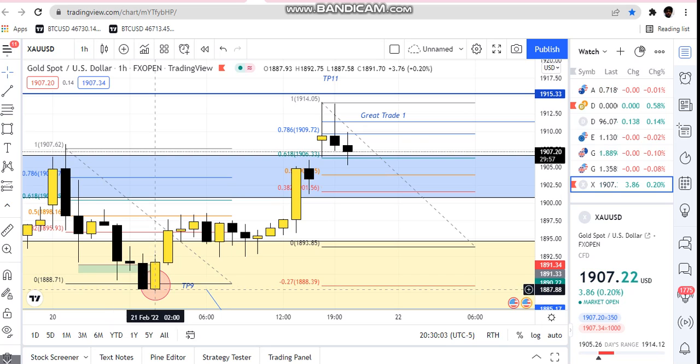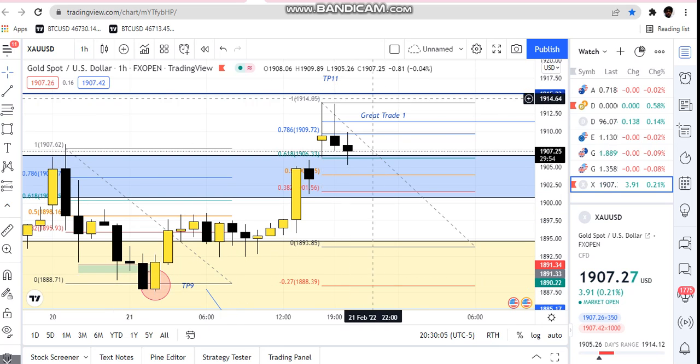We could have gotten out of this trade and waited for price to show us some type of shooting star pattern, some type of bearish pattern, and then we could have got back in, drawn our Fibonacci to 27 extension, right back to take profit 9, boom, and gotten out of the trade.